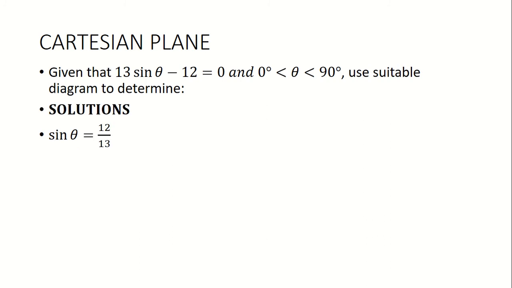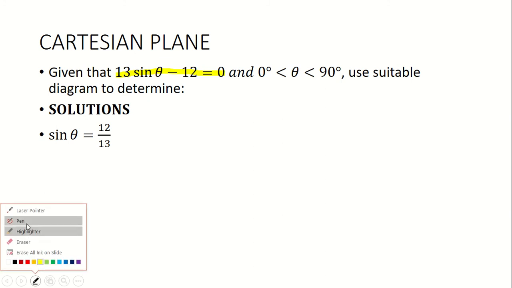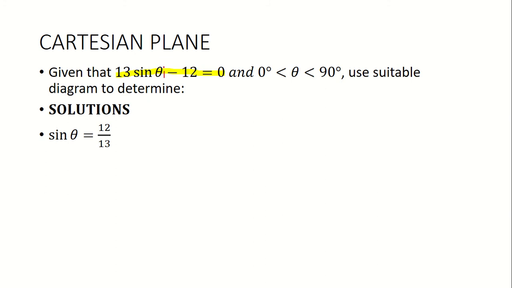This is what you're given. What I'm going to do, guys, take that 13 sine theta. I'm going to take this 13 sine theta minus 12 equals 0, and I am going to make sine theta the subject of the formula. So I'm just going to make this the subject of the formula, meaning that 12 will have to be transposed to the right hand side, and immediately it jumps the equal sign. It will be plus 12.